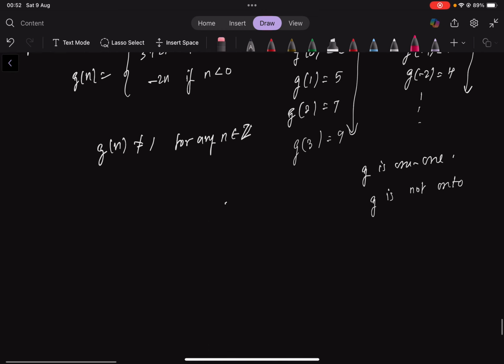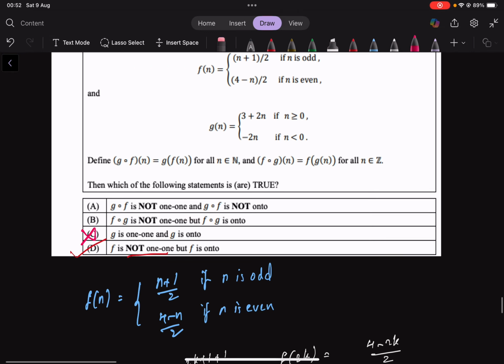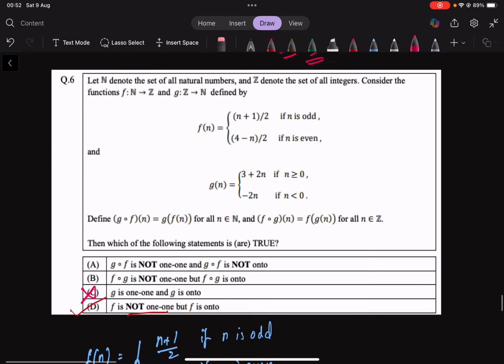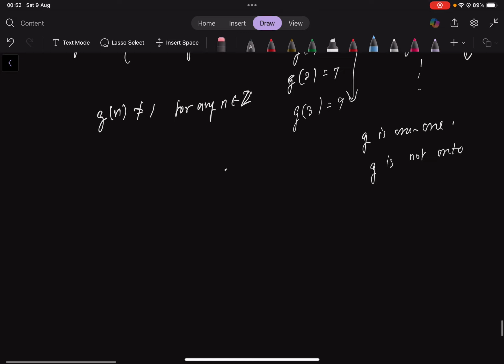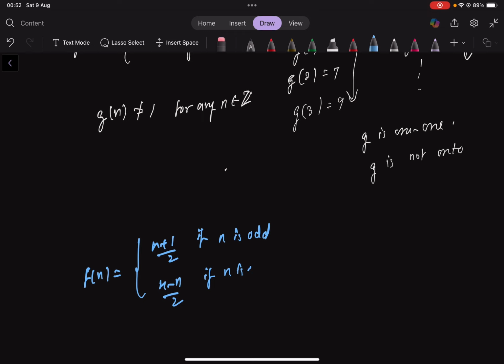Now in a similar way, it's about composition, so we need to work it out for g of f and f of g because it's a multi-correct choice. So let's take f of n. f of n is (n plus 1) by 2 when n is odd, and (4 minus n) by 2 when n is even.